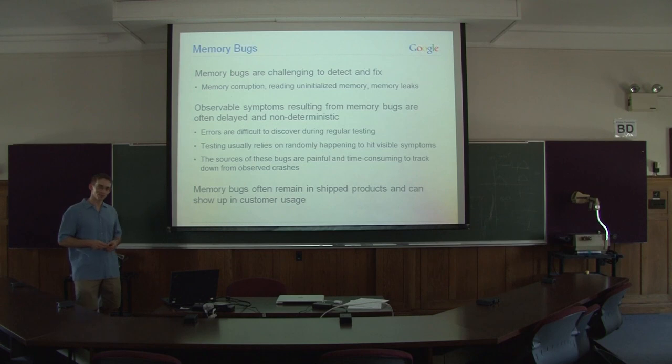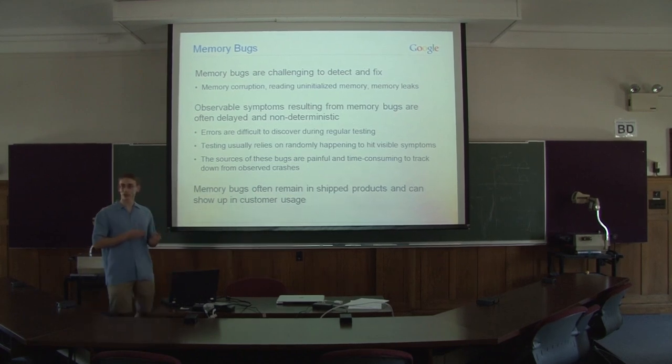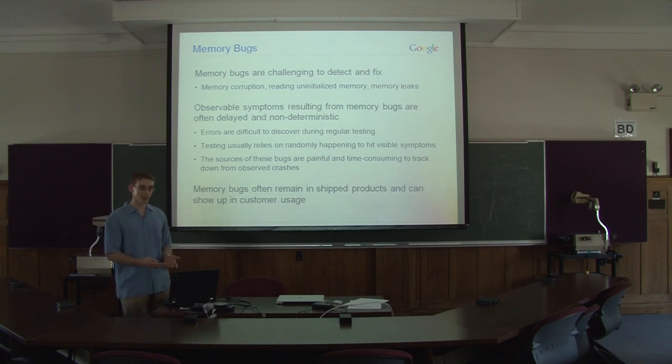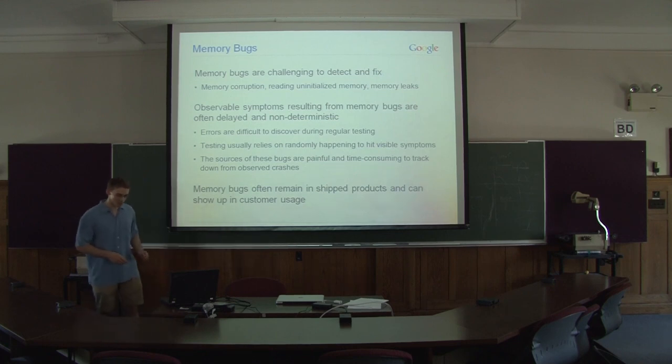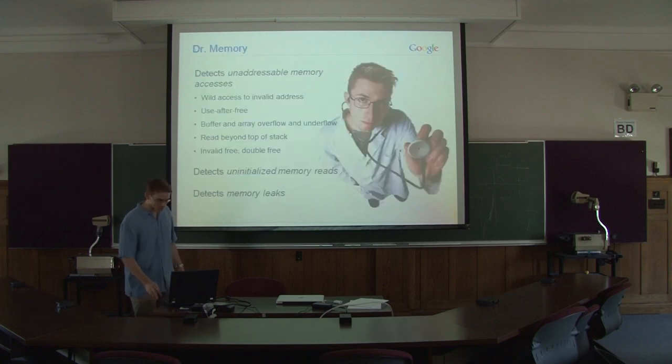If you just go and run your test suite and you see some weird crash, usually if it's a memory error, it often happened long before the observable symptom. Right? So you have to track backward. And sometimes it's maybe not deterministic because it depends on some uninitialized memory value, things like that. Right? So these are pretty tough to track down. And you really want some kind of dedicated tool.